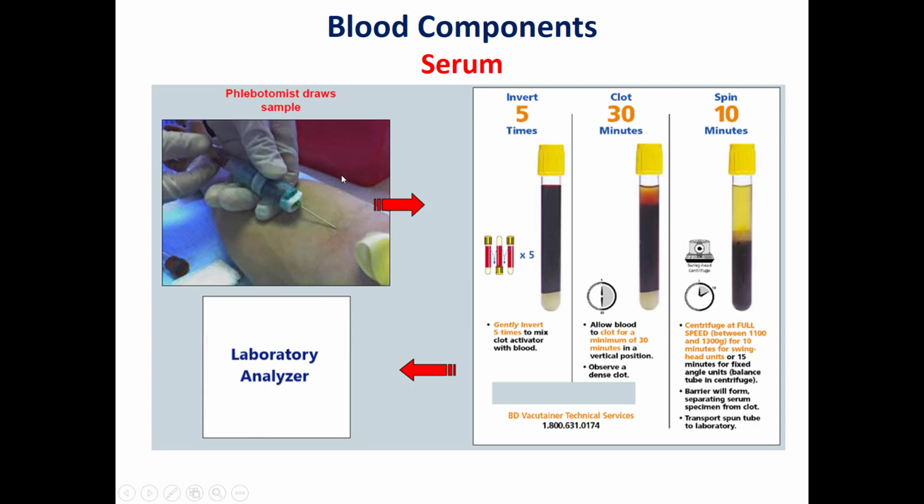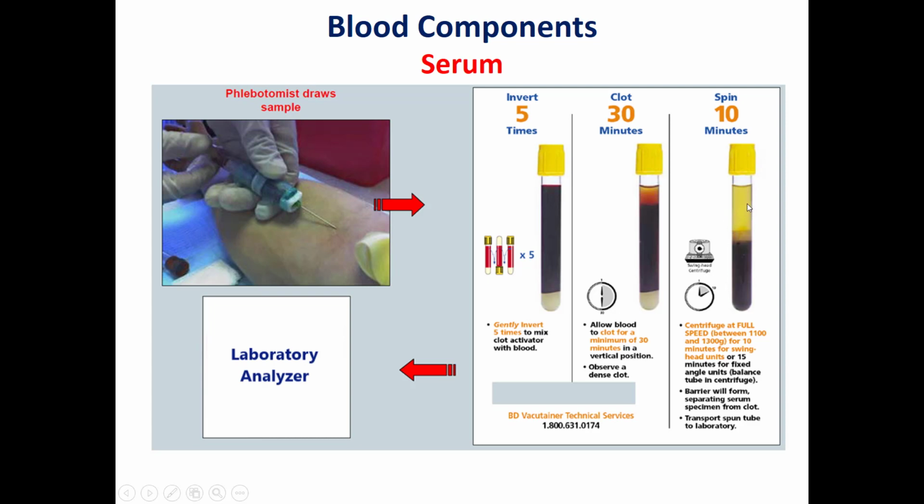take or withdraw a blood sample inside a vacuum container. This vacuum container tube should have a clot activator inside it. We invert this tube 5 times. Then we leave it around 30 minutes to have a clot. Then we centrifuge this vacuum container, or blood tube, and finally we get the serum.